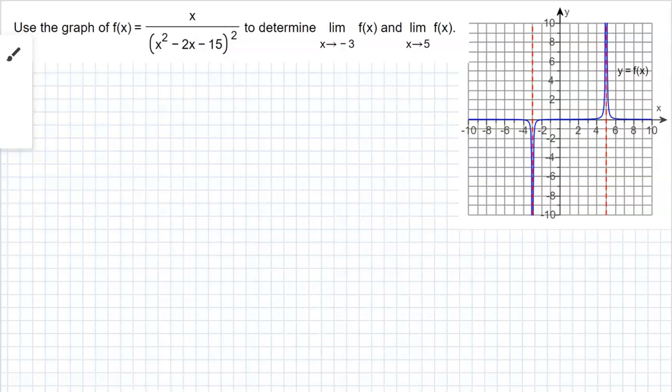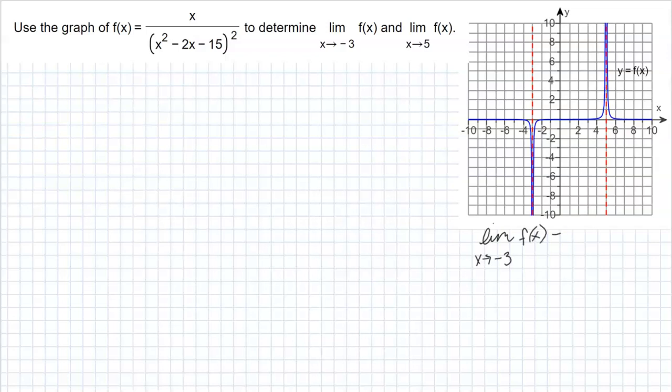We're talking about infinite limit. In this problem, we are given the function and its graph. The question is asking, what is the limit as x approaches -3 of f of x?